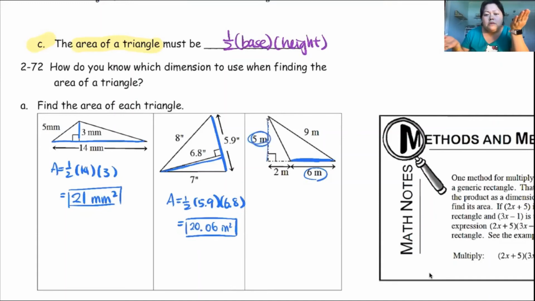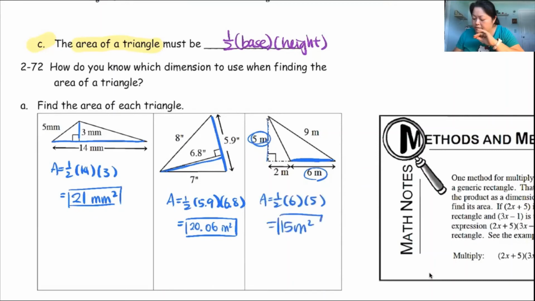What about the 2 meters, Miss Chu? That's the distance from the wall to your object. That doesn't do anything. So it's kind of a pretend distance. That's why it's in dotted lines. So that doesn't count into your base. All right. So your area is going to be 1/2 base times height. That gives you 15 square meters.